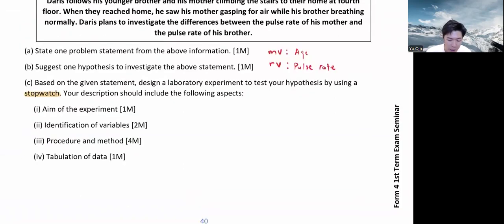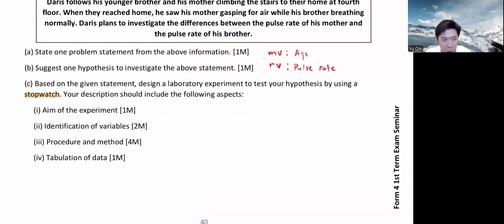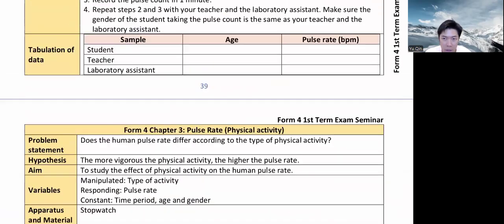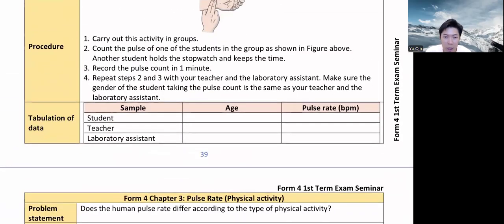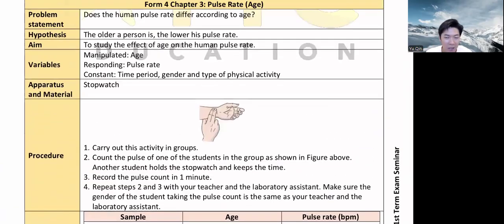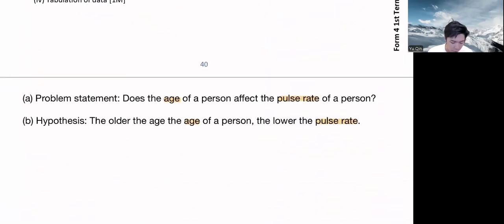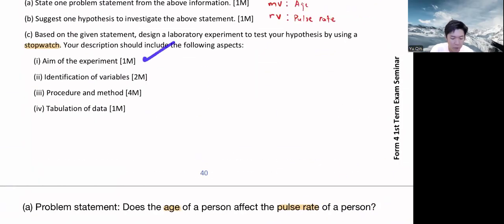So no matter mother or brother, we are going back to your basic, which is student, teacher, a laboratory assistant. So we are not actually talking about mother and brother. Okay, so let's continue. The question says aim of the experiment. Okay, C1, aim of the experiment.